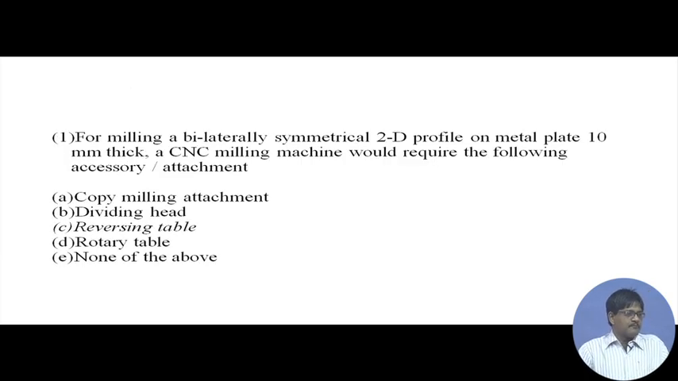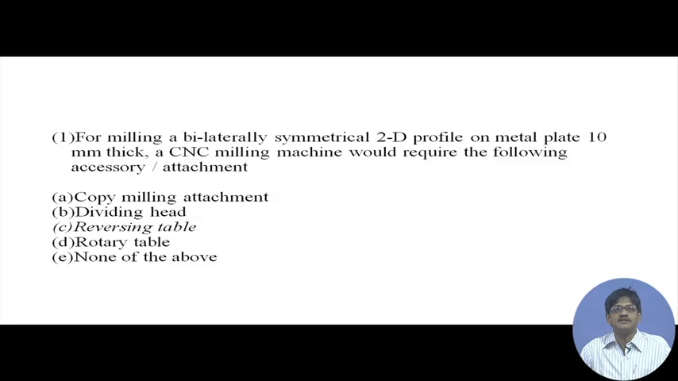Next, for milling a bilaterally symmetrical 2D profile on metal plate 10 millimeters thick. So, we have a bilaterally symmetrical part now. A CNC milling machine would require the following accessory or attachment. Let us see. Copy milling attachment is out, it is a physical device. Dividing head is out, it is a physical device. Reversing table, that means you do one side and possibly you reverse it and do the other side. Okay, let us see.